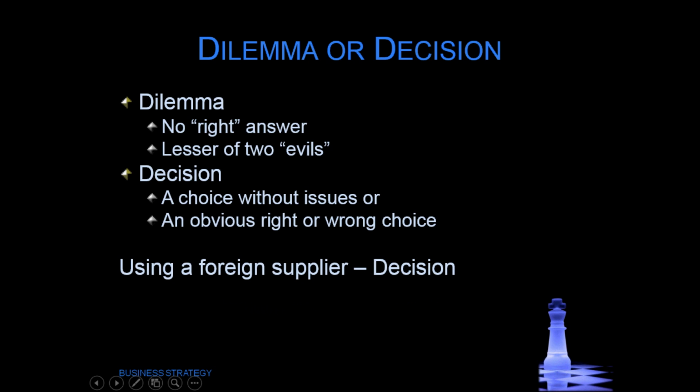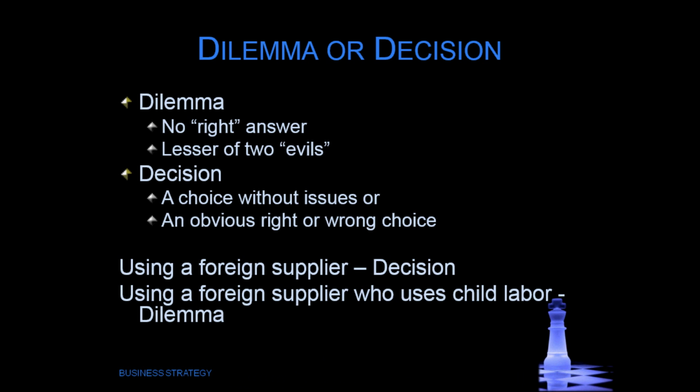You can come up with one based on dollars. However, should I use a foreign supplier who uses child labor is a dilemma. Should I or shouldn't I? What are the pros? What are the cons in doing that? So ethical decision making has several steps. The first one is, does the decision involve two goods or two bads? Because if it involves two goods or two bads, then it's a dilemma.